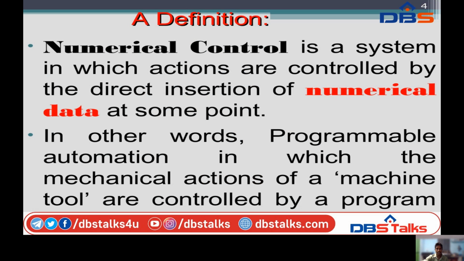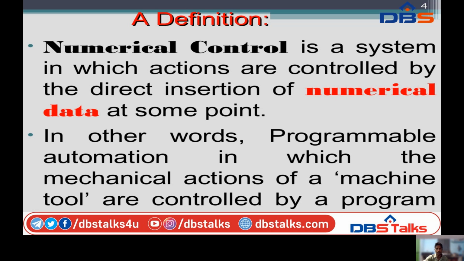First of all, what is numerical control and what is the definition of numerical control? The definition: it is a system in which actions are controlled by the direct insertion of numerical data at some point. Here, numerical data means data that is measurable, such as length, height, weight, time, etc. In other words, it is defined as programmable automation in which the mechanical actions of a machine tool are controlled by a program.